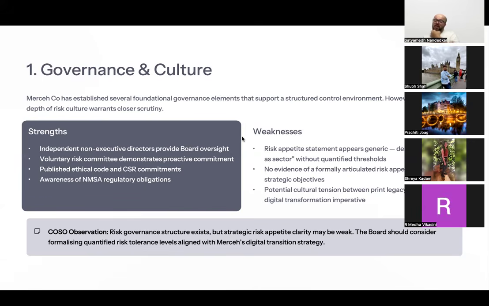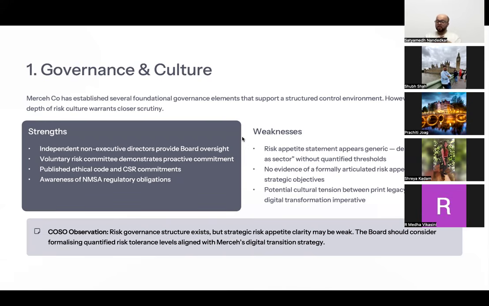When it comes to weaknesses, the risk appetite that we are describing here is, if you look at the risk part which is given towards the end of the prescene, the statement is described same as sector. At the end it is written that the risk of the company is more or less similar to that of the sector, which means you have not really paid attention to whether there are any factors which are unique for the company. Maybe they are not a sector specific problem, right? You don't have a formally documented risk analysis done, and there is potential cultural tension between print legacy mindset and digital transformation imperative, which might have a deeper impact when it comes to the further success of the organization.